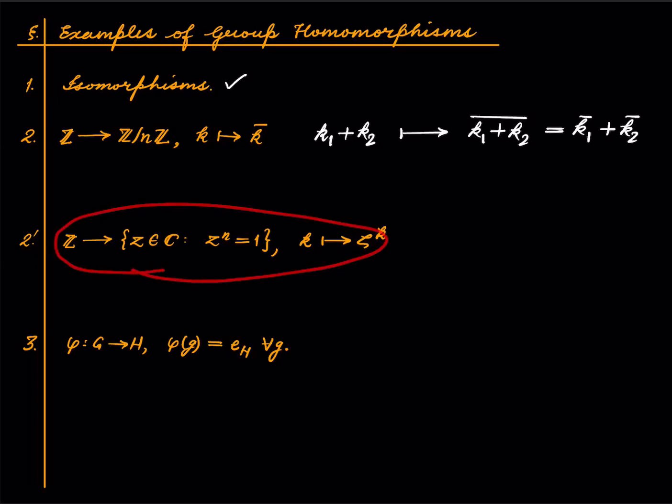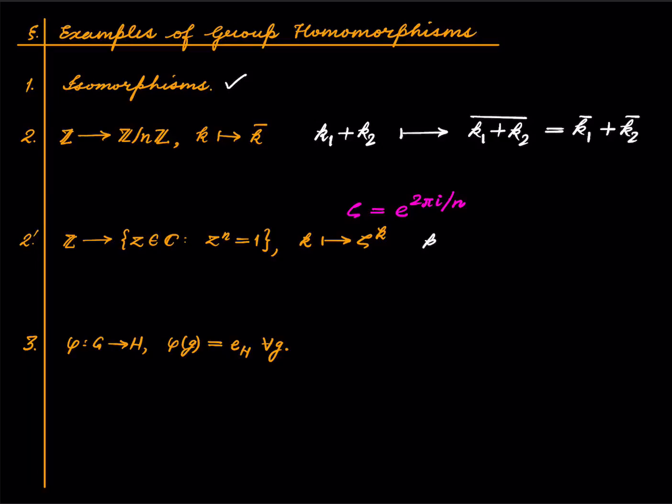This one is very similar to the above one. So what is the map? It just takes an integer k to the kth power of zeta. And what is zeta? Zeta is this particular nth root of unity, e to the 2 pi i by n. This is a group homomorphism simply because if you look at the image of k1 plus k2, we get zeta to the k1 plus k2, which is zeta to the k1 times zeta to the k2. That's why this is a group homomorphism. This is the image of k1, that is the image of k2, and that's it.